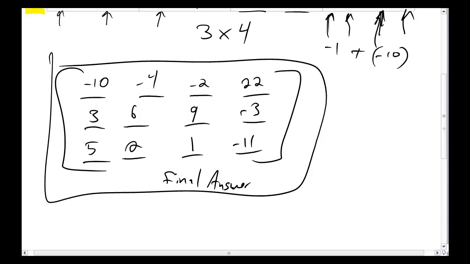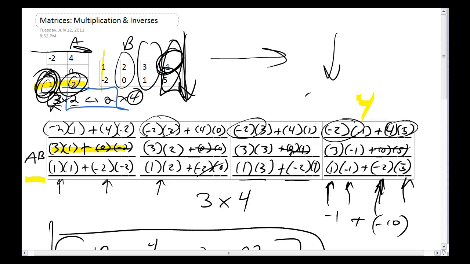That's the multiplied matrix. And again, it's a 3 by 4 matrix because this guy had a 3 here and it had a 4 here for the part B.